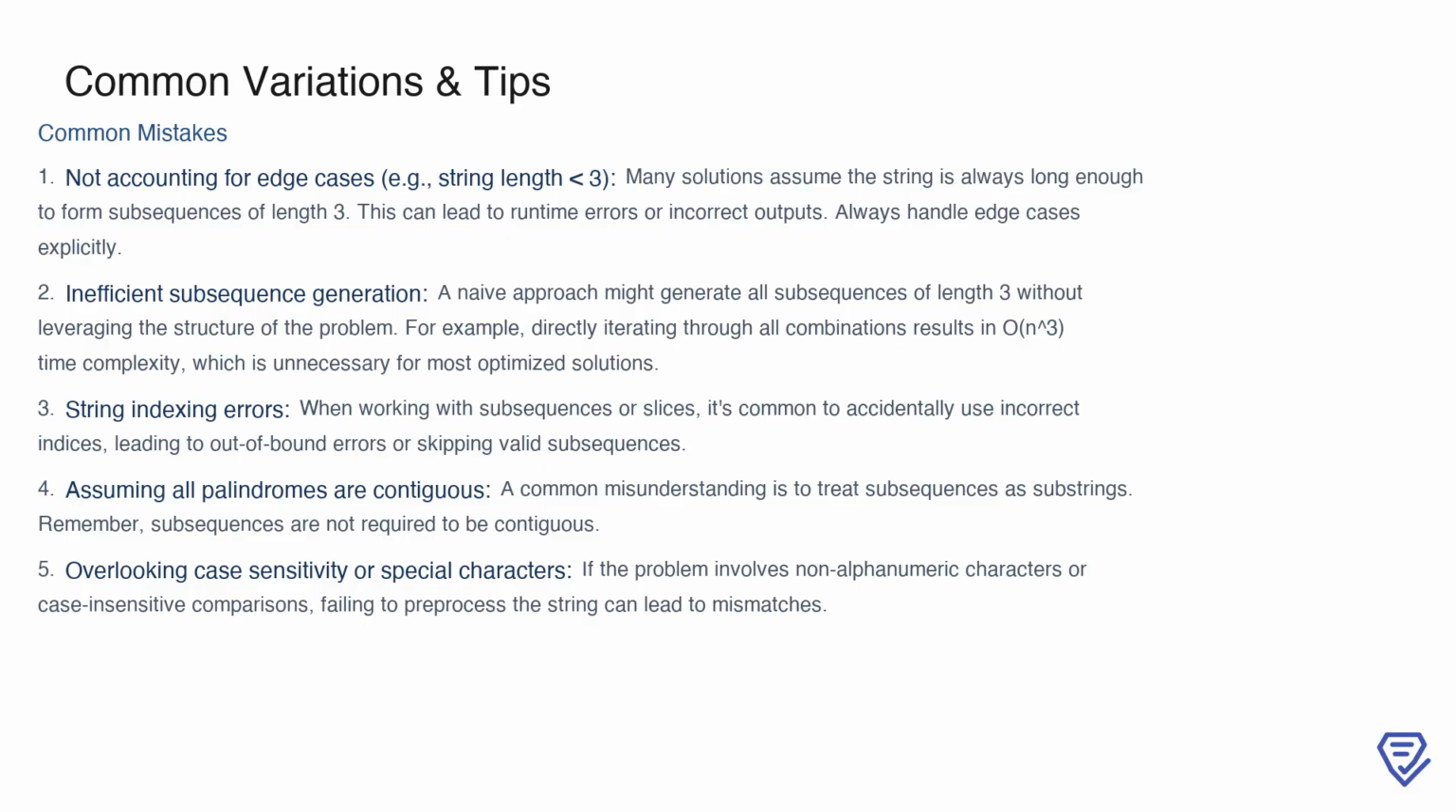String indexing errors are another pitfall. When working with slices or subsequences, it's easy to mismanage indices, which can cause out-of-bound errors or lead to skipping valid subsequences entirely. Additionally, some confuse subsequences with substrings, assuming that all palindromes must be contiguous. Remember, subsequences don't have to be contiguous, so this misunderstanding can limit your solution. Finally, overlooking case sensitivity or special characters can also cause problems. If you're dealing with non-alphanumeric characters or case-insensitive comparisons, pre-processing the string to normalize the input is crucial to avoid mismatches.